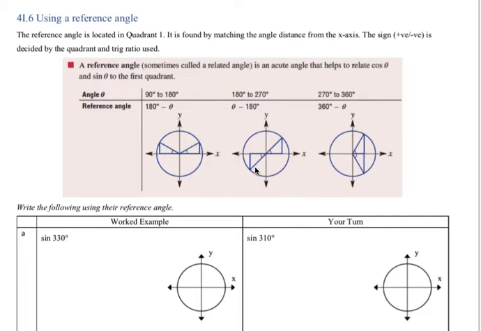In this video, we'll be looking at using a reference angle, which is from the unit circle exercise. So what is a reference angle? Well, a reference angle is always located in quadrant 1, so you can think of it as being an acute angle from 0 to 90 degrees. It is found by matching the angle distance from the x-axis. The sign, whether it's positive or negative, is decided by the quadrant and the trig ratio used.